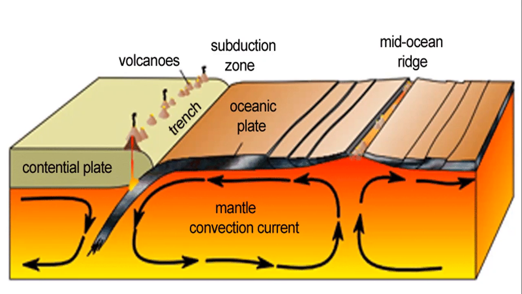Not long after Wegener's death, scientists recognized that there is convection in the mantle. Deeper material is hotter, and so it rises. Near the surface, it becomes cooler and denser, so it sinks. This creates a convection cell in the mantle.